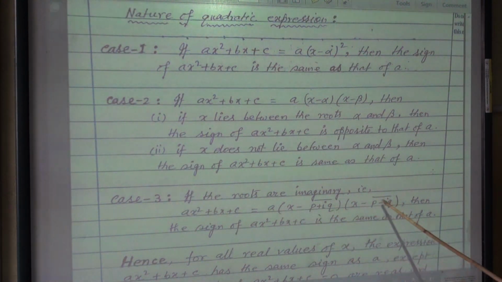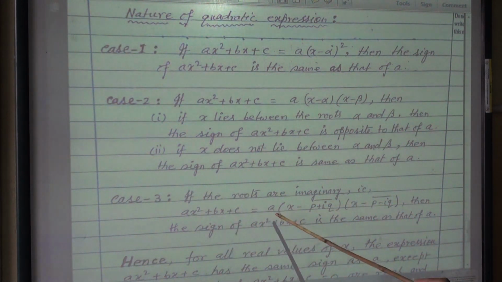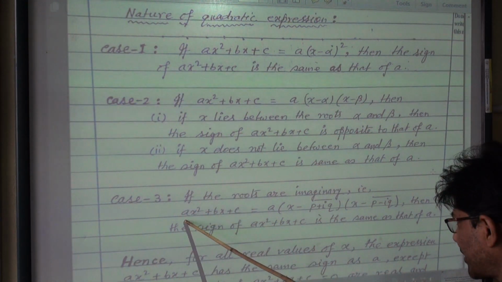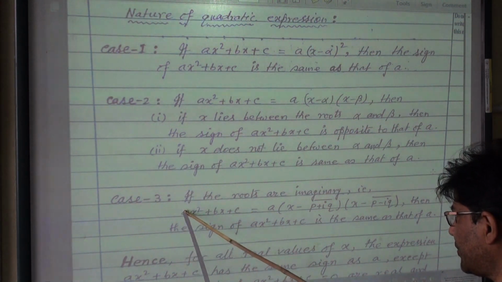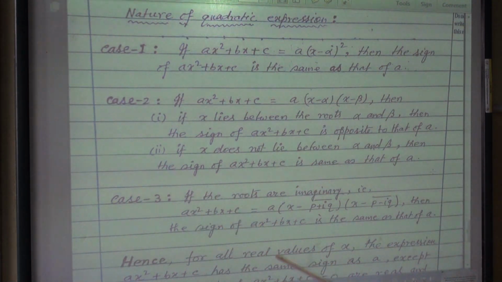If it happens like this, roots are complex, in that case what will happen? If the roots are imaginary, that is, this expression can be expressed as this, then the sign of this is the same as that of a. When the roots are complex, imaginary numbers, then the expression's sign will be the same as a. If a is positive, this will be positive. If a is negative, this will be negative. That's what, as a conclusion, I have stated here.